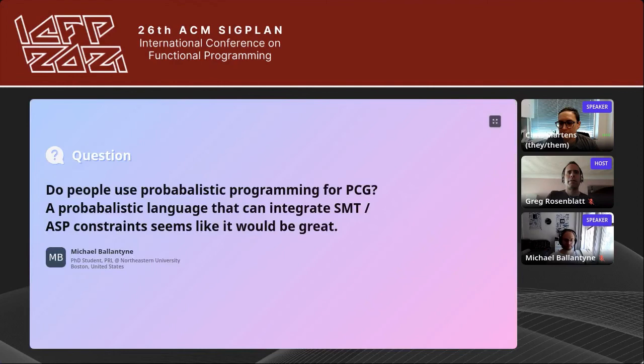Okay, we have one more from Michael. Oh, cool. Do people use probabilistic programming? I know of some people who've tried designing probabilistic programming tools for PCG. I don't believe I've seen any in action, and I don't think I've seen people publishing in games conferences about probabilistic techniques. I would like to. I think it seems promising.